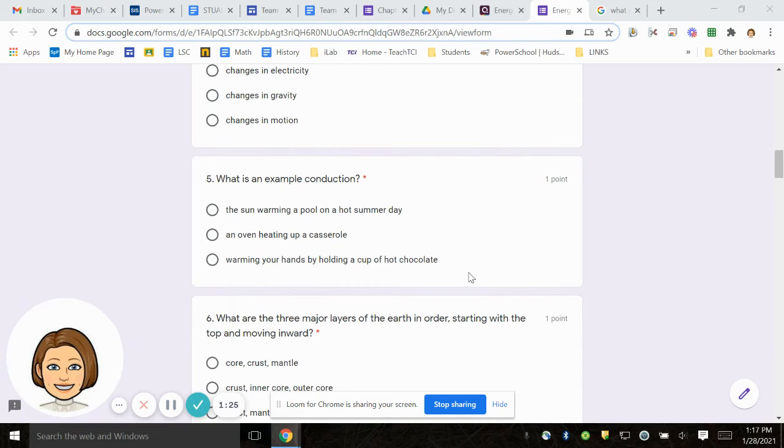Number 5. What is an example of conduction? The sun warming a pool on a hot summer day, an oven heating up a casserole, or warming your hands by holding a cup of hot chocolate.